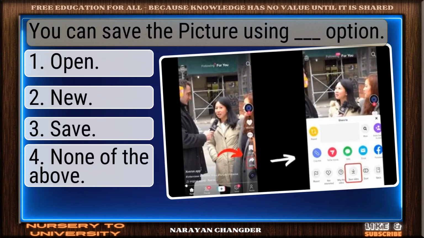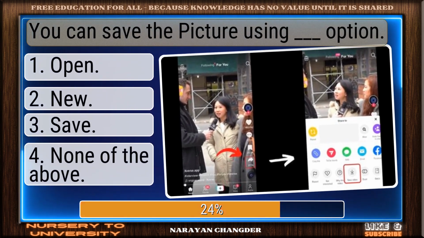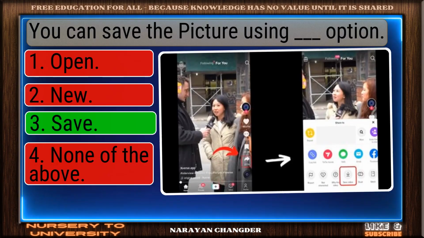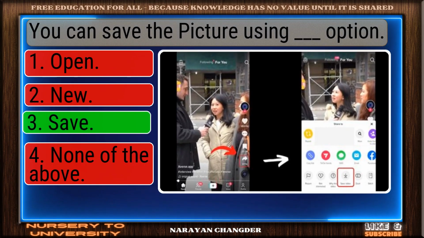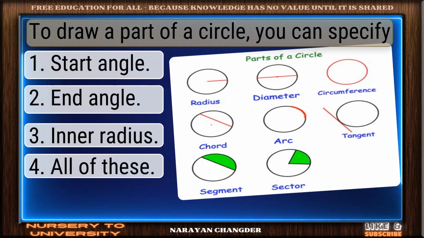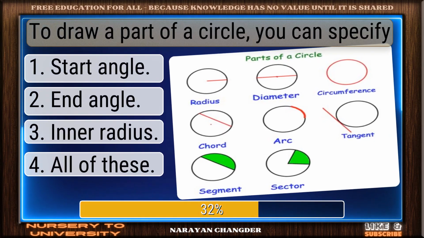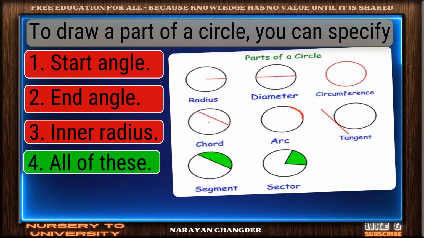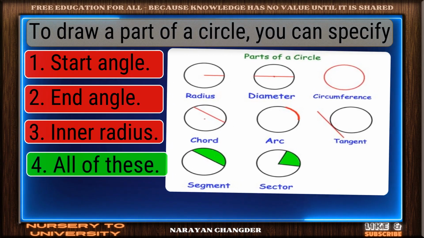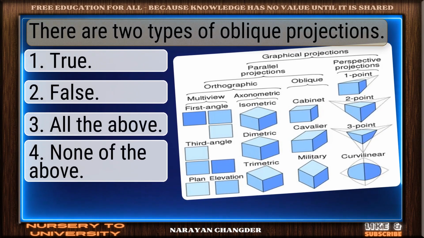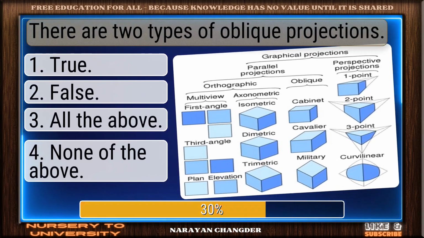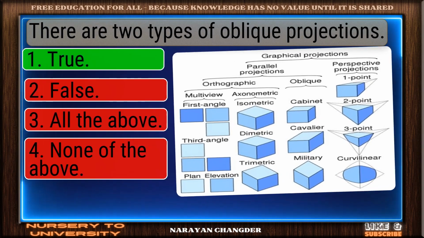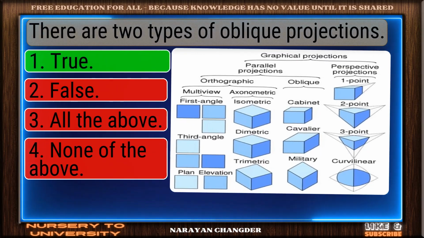You can save the picture using dash option. Smart move. Save is accurate answer. To draw a part of a circle, you can specify. Nice work. All of these fits perfectly. There are two types of oblique projections. Strong choice. True is right.